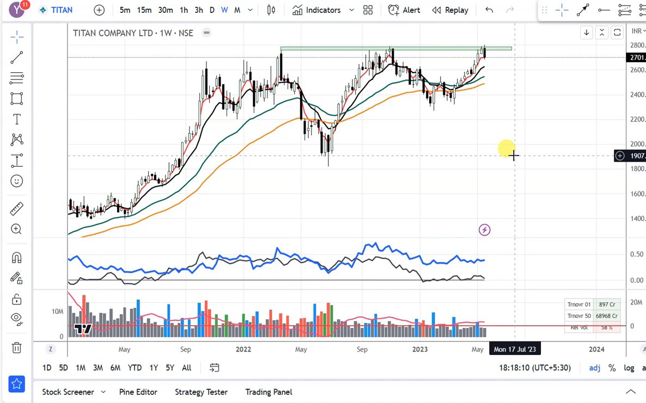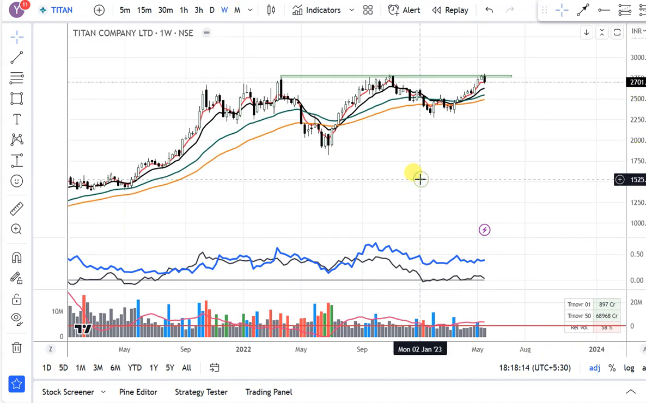Trent is again at the resistance area. Okay, again see, this is a triple top area. So let's see.